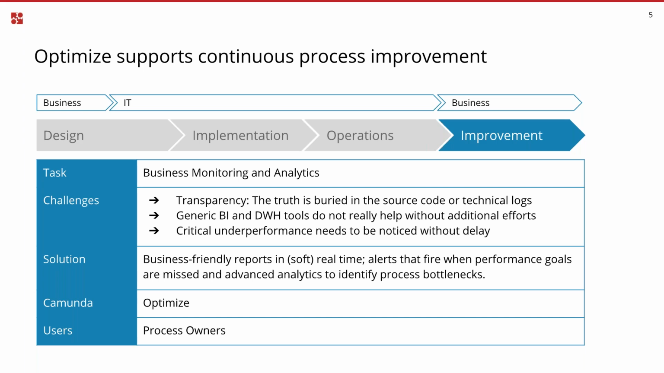So this is where Optimize comes in, and the core target audience for Optimize, the core user audience, is a role that we like to call process owner. A process owner is quite often not a fixed job title. So basically anyone can be a process owner.